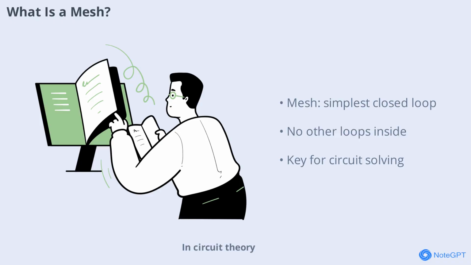In circuit theory, a mesh is a loop that does not enclose any other loops within it. Think of it as the simplest closed path in a circuit. Identifying meshes is the first step in mesh analysis, and it's crucial for setting up the equations you'll need. By focusing on these basic loops, we can systematically solve for unknown currents in even the most complicated circuit. Let's see how to spot meshes in a typical circuit diagram.